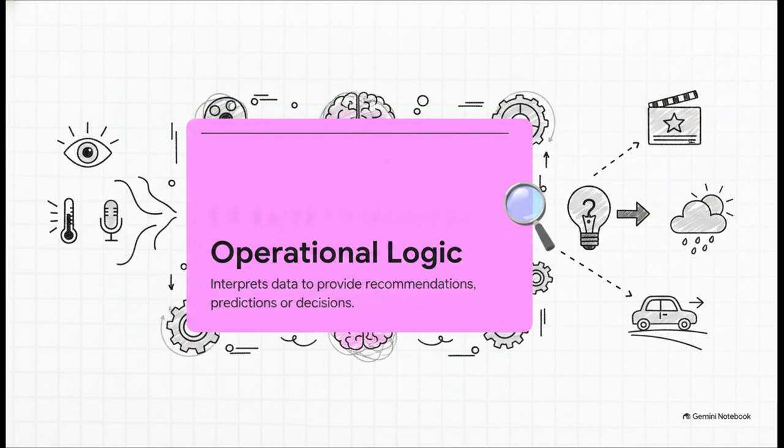All right, so the absolute core of that whole cycle is that middle step, operational logic. When we talk about an AI reasoning, well, this is exactly where the magic happens. The operational logic is essentially the brain of the entire operation. It's a step that takes all the raw data collected by those sensors, interprets it for a specific goal, and then provides a clear output. And that output? It could be anything. A movie recommendation, a prediction about tomorrow's weather, or even a split-second decision in a self-driving car. This is literally where the AI connects the dots.